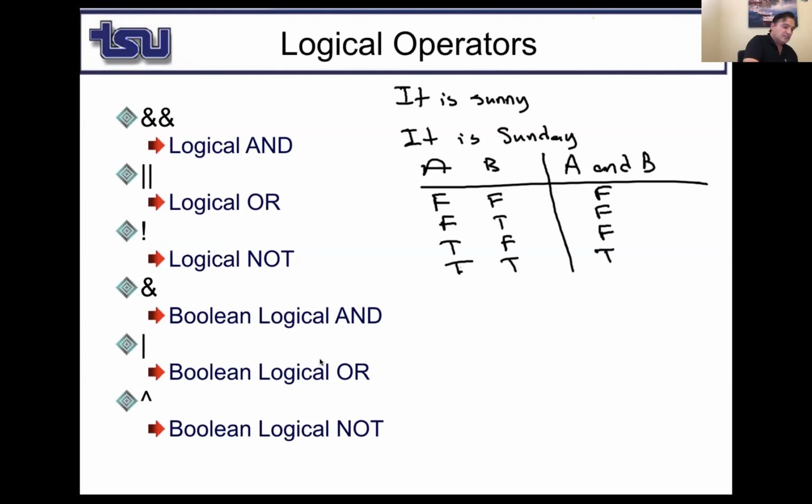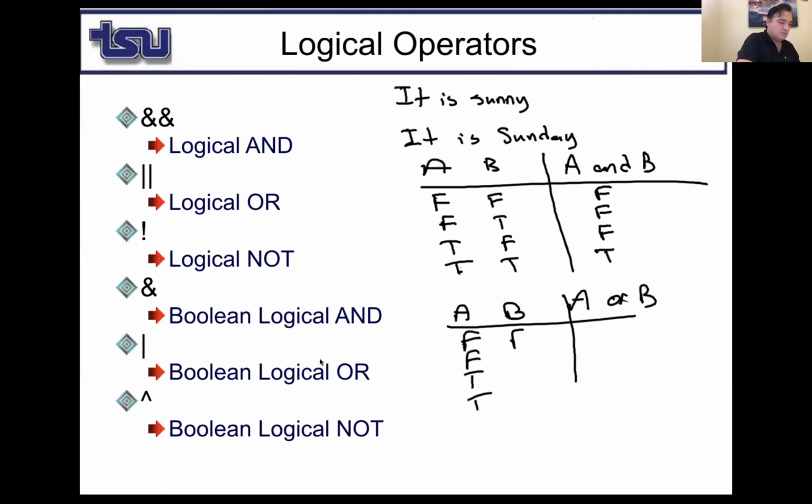Okay, in this case, A, B, and then let's say A or B, false, false, true, true, false, true, false, true. If it is not sunny, let's say that it is not sunny and it is not Sunday. Do I go to swimming? Definitely not, because I said if it is sunny or Sunday, at least one of them must be true for me to go to swimming.